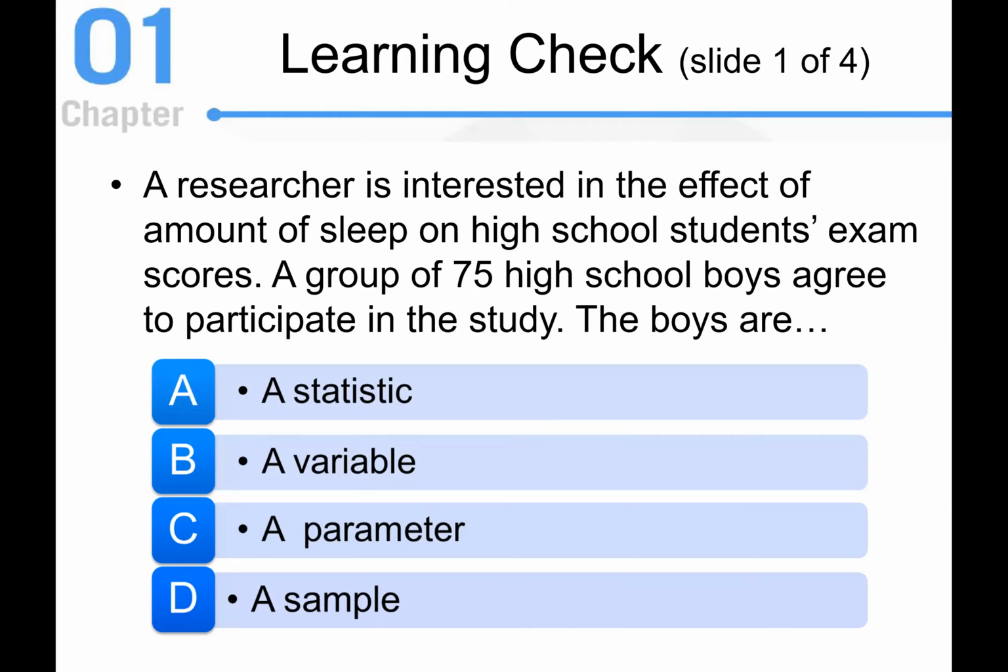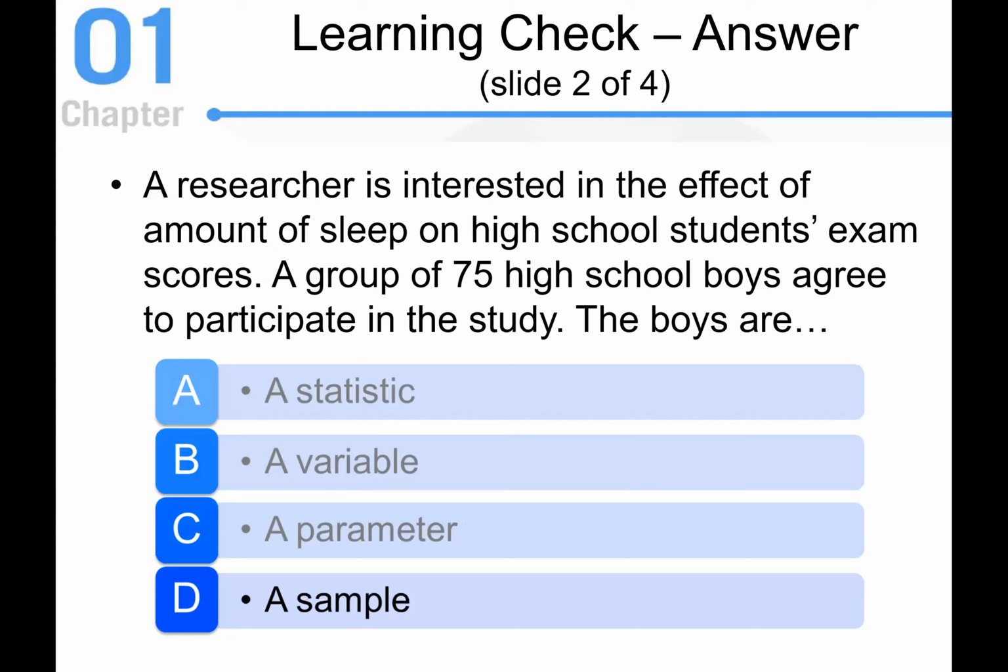All right. So it says that a group of 75 high school boys agree to participate in the study. It doesn't say that these are all of the boys in the high school. So if it's not all the boys, then that means it's a smaller subset, a smaller portion of the larger population of high school boys. So that would make this a sample. All right, so this is a sample.